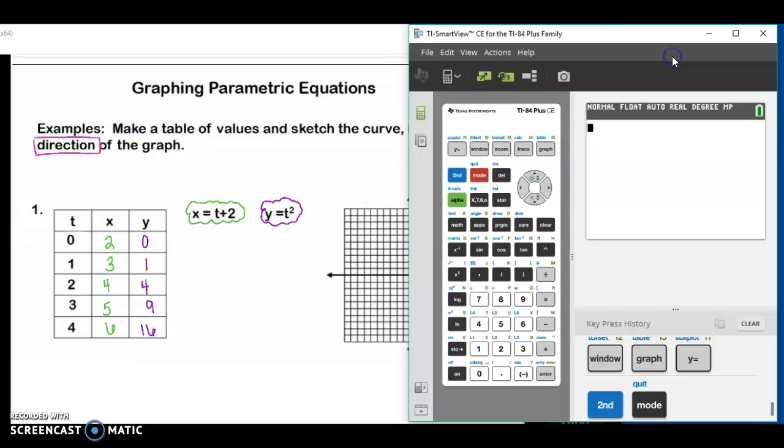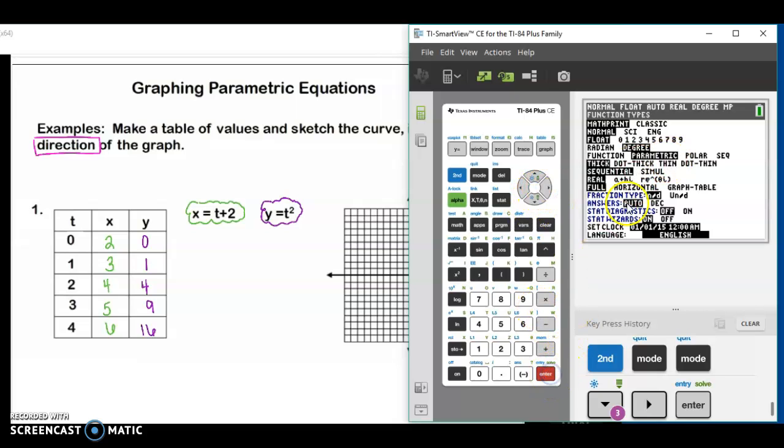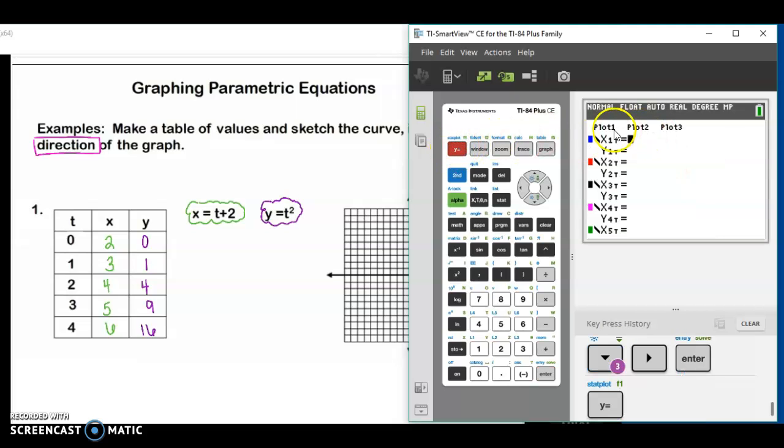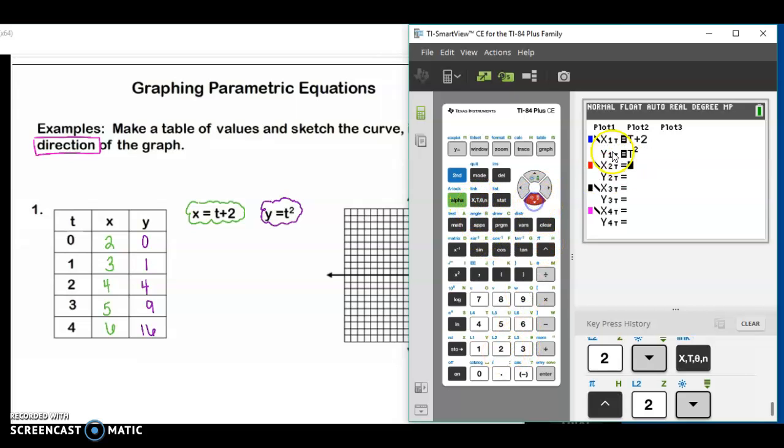If you go to your calculator, you're going to go to mode, and instead of where it says function, you're going to change it to parametric. So instead of function, parametric should be highlighted. Once you go there, now you can go to your y equals, and you notice it doesn't just say y equals, it says x1 equals and y1 equals. For x1, if you just hit the x button, it'll make it a t. So t plus 2. And then for y1, if you hit the x button, that'll make it t squared. So there's my x and y parametric equations. So I'm going to hit graph.